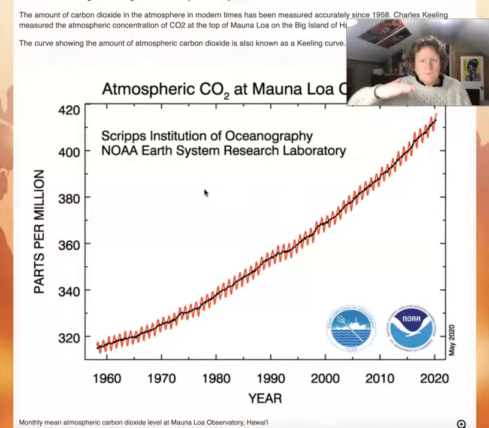Because the level of photosynthesis in the northern hemisphere goes up and down, and photosynthesis is really important for absorbing the amount of carbon dioxide.